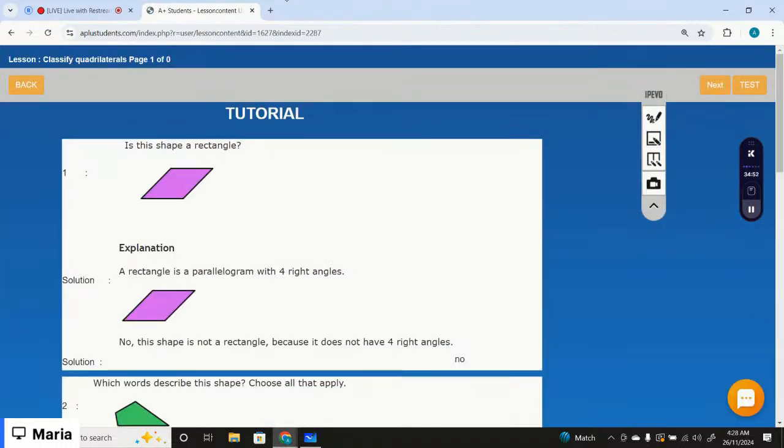Is this shape a rectangle? No, that is not a rectangle because a rectangle has four right angles. So this is not a rectangle. So the correct option is no, that isn't a rectangle.